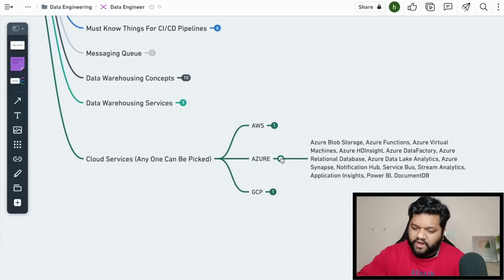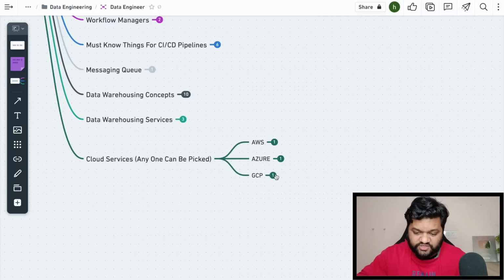Coming to the Azure part, here: Azure Blob Storage, Azure Functions, Virtual Machines, HDInsight, and Azure Data Factory, which has gained a lot of popularity, I must say. So if you are starting with Azure, make sure you have very strong knowledge of Azure Data Factory, Azure relational databases, Data Lake Analytics, Azure Synapse, Notification Hub, Service Bus, Stream Analytics, Application Insights, Power BI, Document DB. So that was about Azure.